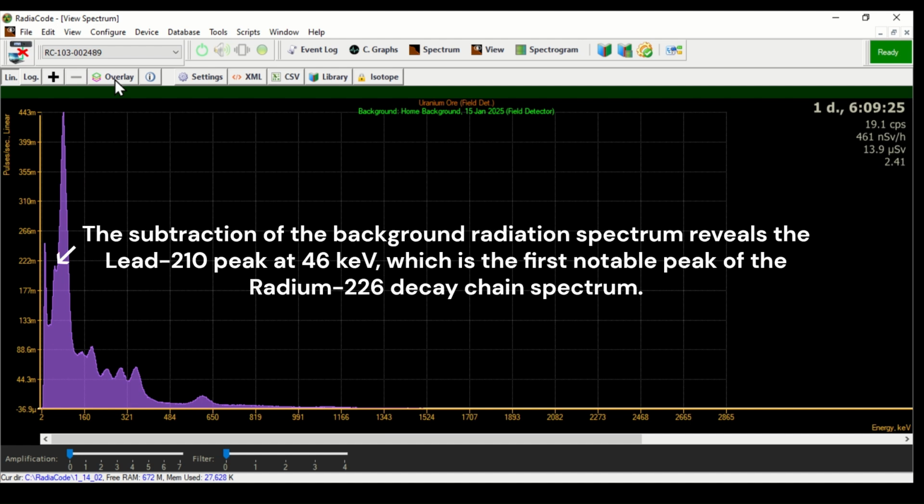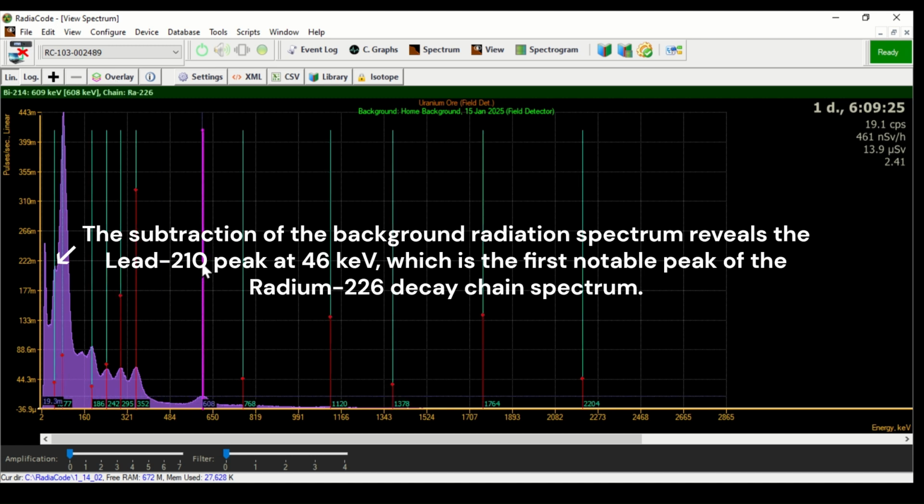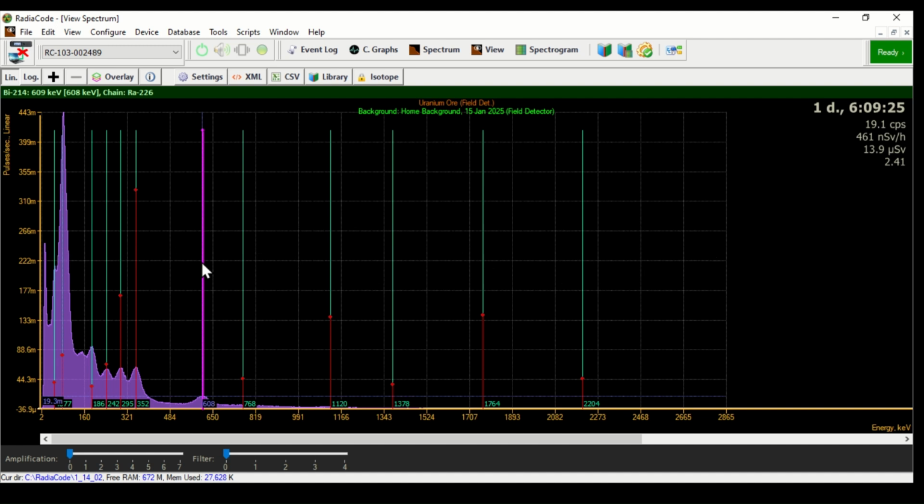The subtraction of the background radiation spectrum reveals the lead-210 peak at 46 keV, which is the first notable peak of the radium-226 decay chain spectrum. The gamma radiation spectrum clearly indicates that the rock contains uranium, possibly an autunite mineral.